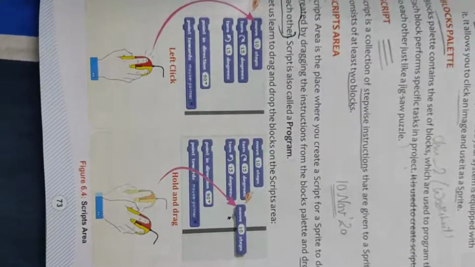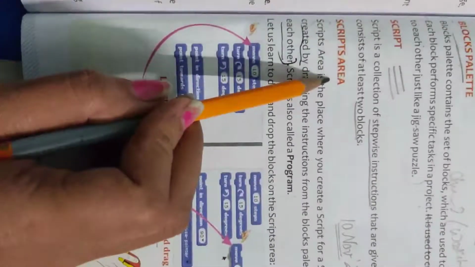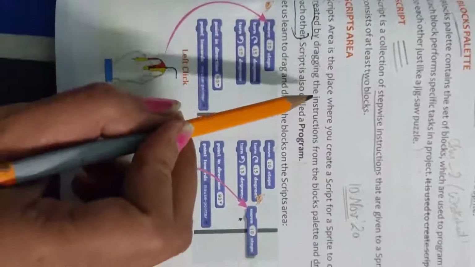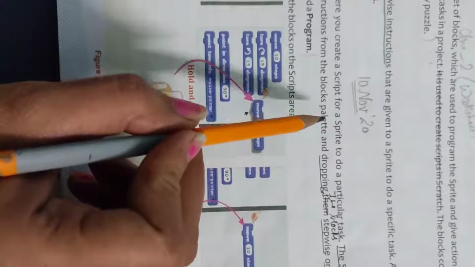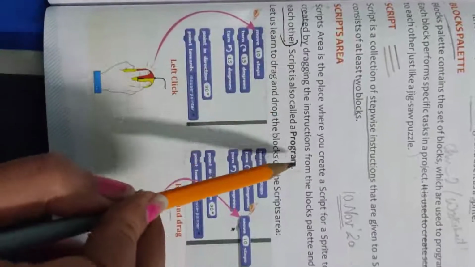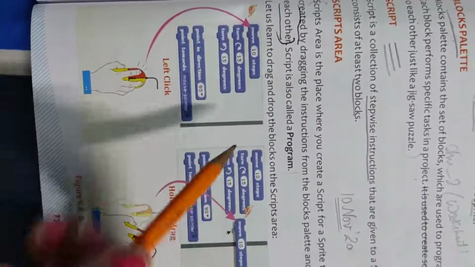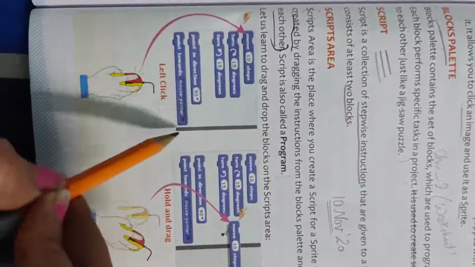Yes, students, next we are going to do page number 73, Scripts Area. Script area is a place where you create a script for a sprite to do a particular task. The script is created by dragging the instructions from the blocks palette and dropping them stepwise on top of each other. Now you can see where the script area is. This is the script area.